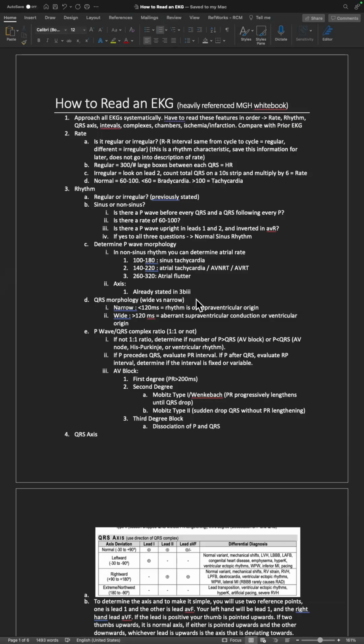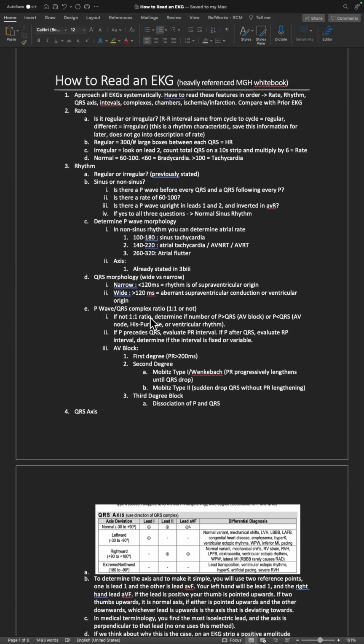The next thing is the QRS morphology. Is it narrow or wide? If it's narrow, then the QRS width is less than 3 boxes, and the rhythm is of supraventricular origin. If the QRS complex is greater than 120 milliseconds, then it's aberrant supraventricular conduction or ventricular origin. Next, look at the P wave to QRS complex ratio. If it's not a 1-to-1 ratio, you determine whether P is greater than QRS or QRS greater than P. If there are more P waves than QRS, then this is AV block. If there are more QRS than P, then this is the AV node, His bundle, or a ventricular rhythm.